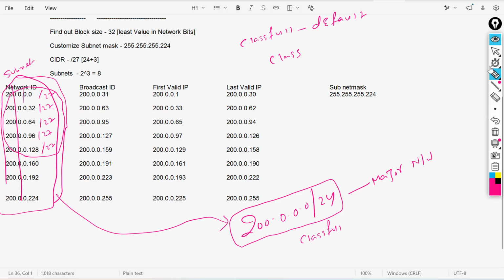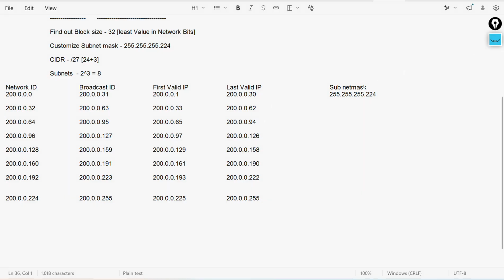So in the next session we will discuss one more example, the last example. We will discuss for 100 IPs.